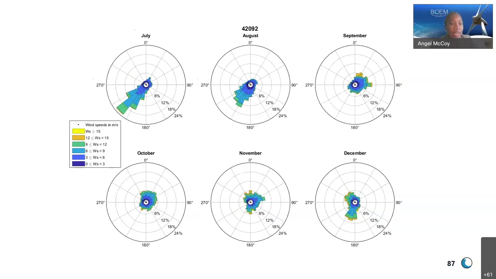And here's another look at the latter half of the year, where we continue to see the more frequent winds coming from the southwest in July and August. Some shift taking place as we get into those cooler months. December, somewhat surprisingly, returns to that south-southwest predominant direction for wind flow. Next slide, please.